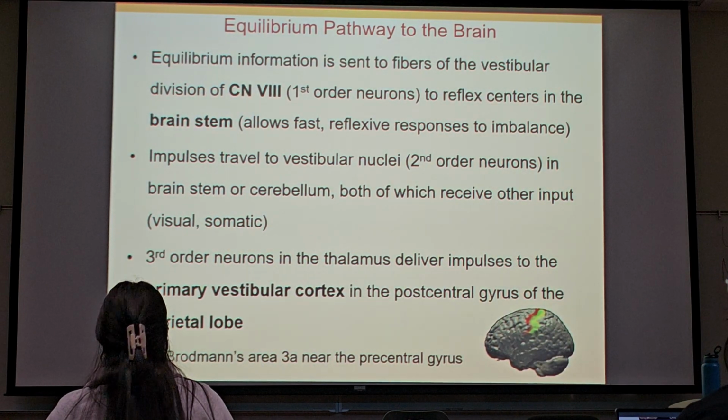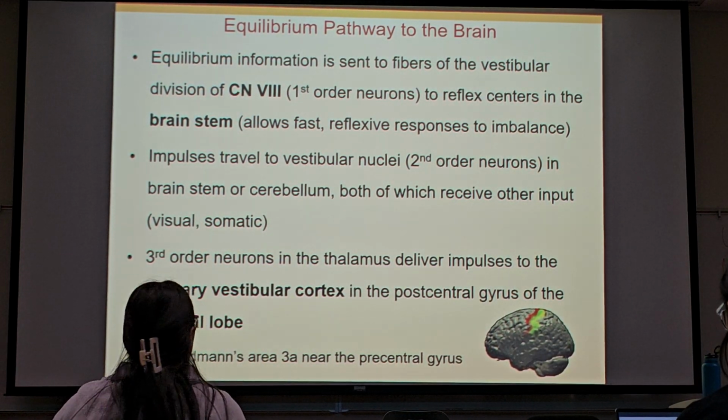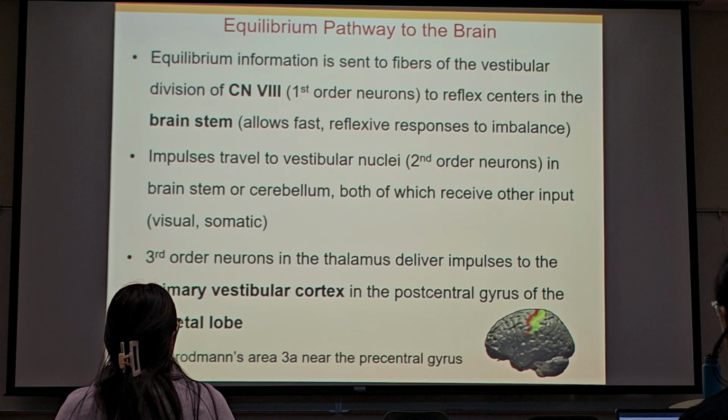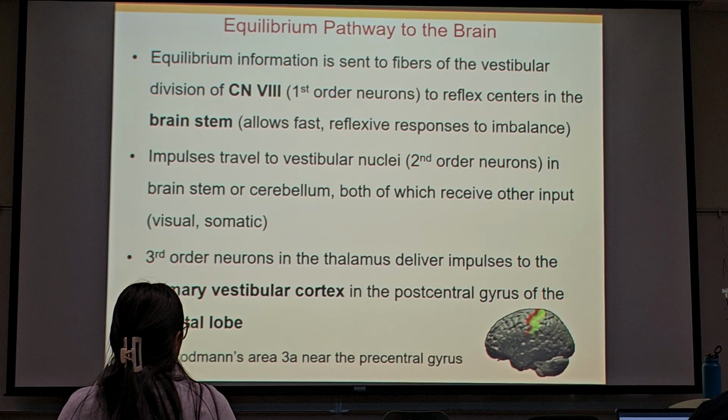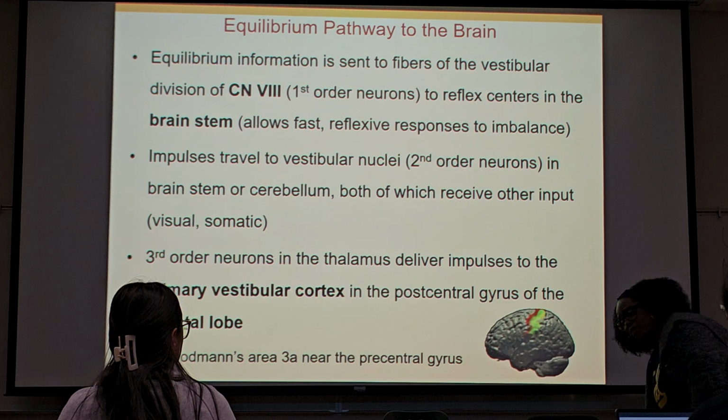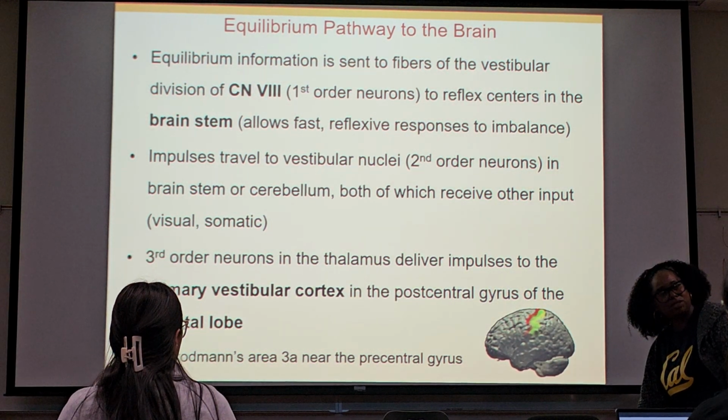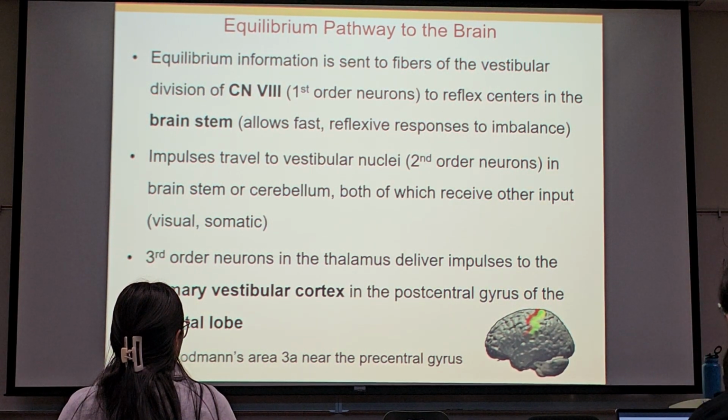Okay, so we have this whole pathway in the brain. Once the vestibular branch of the cochlear nerve gets its signal, that's going to send that information to the brain stem. And at the brain stem, we can get some reflexes in response to imbalance. So if the signal tells us right there at the brain stem that we're tipping over, maybe the reflex will be to catch yourself. It's a muscle movement, catch yourself, right?